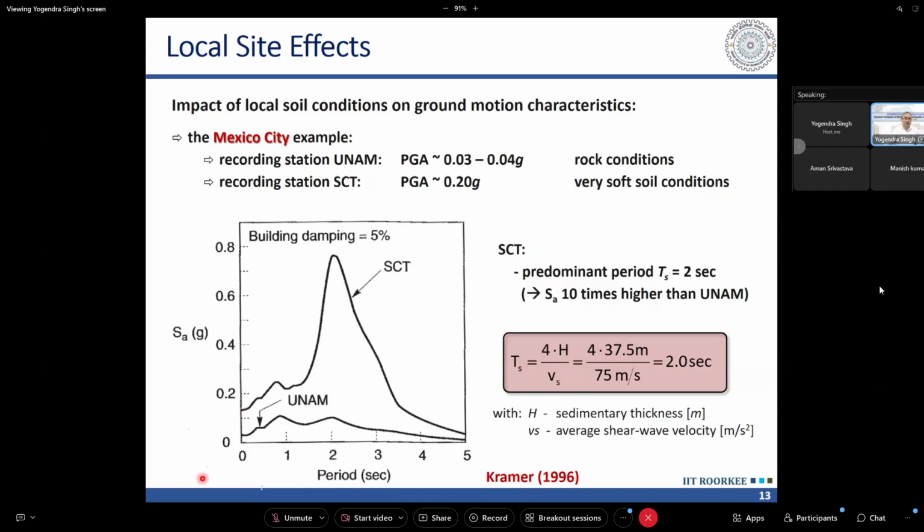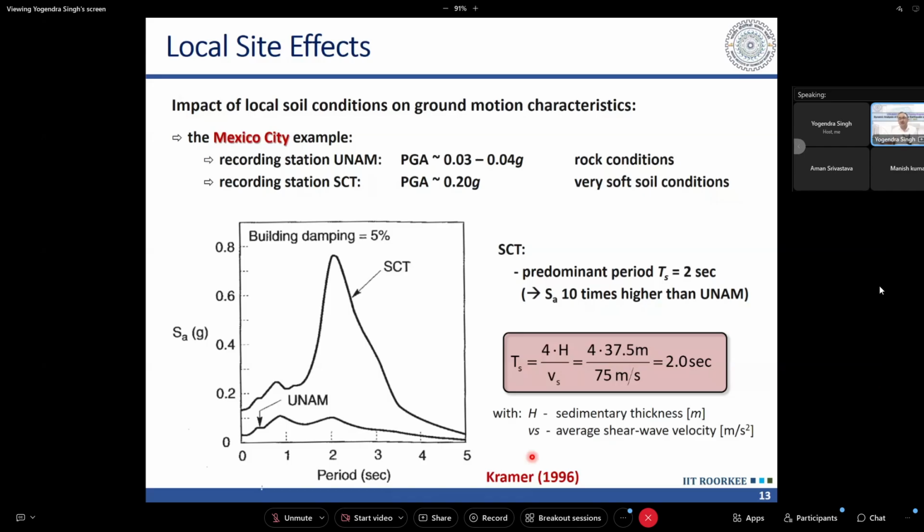So currently our code takes these into account only on average, but in certain soil conditions, especially when we have deep alluvial soil and the intensity of shaking is low. If the intensity of shaking is high, then this much amplification is not seen. Amplification is there also, but this much amplification is not seen. Amplification reduces significantly because the soil has two actions.